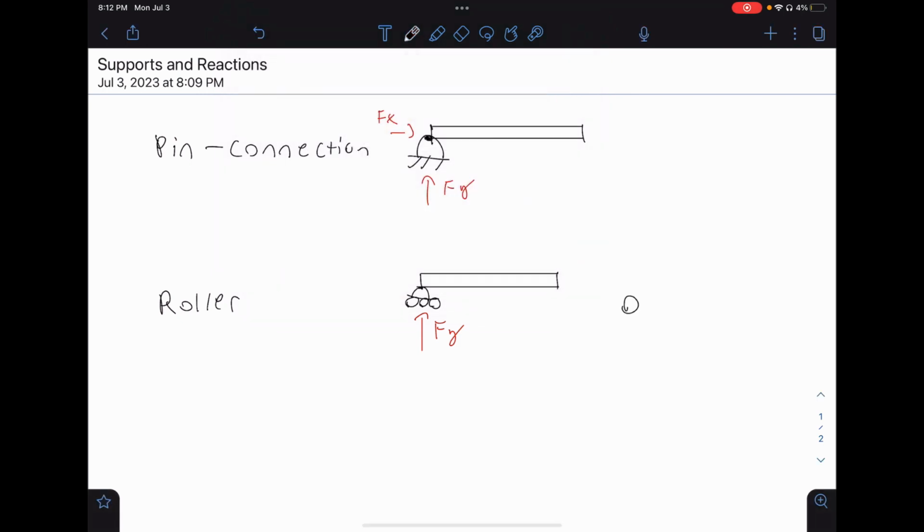And a roller can also look like this, or if a beam is just on the ground like this, and you see it has more of a circular edge to it, you would replace it with a force in the y direction.